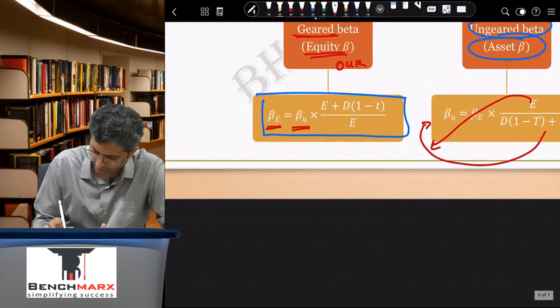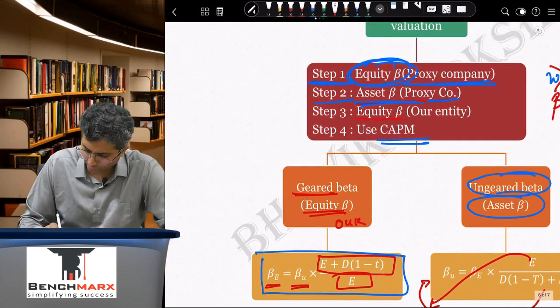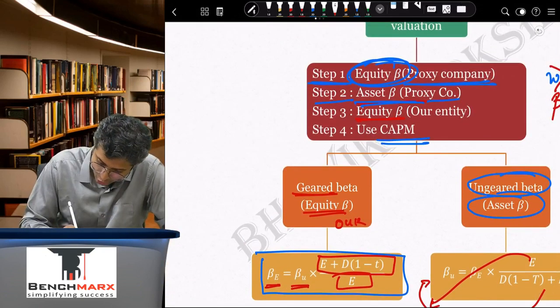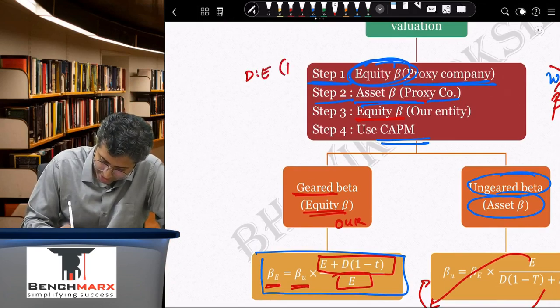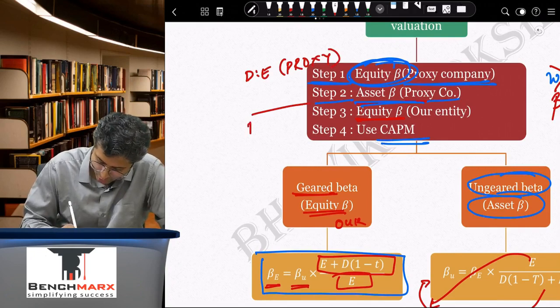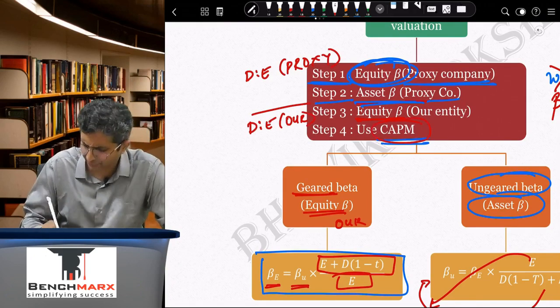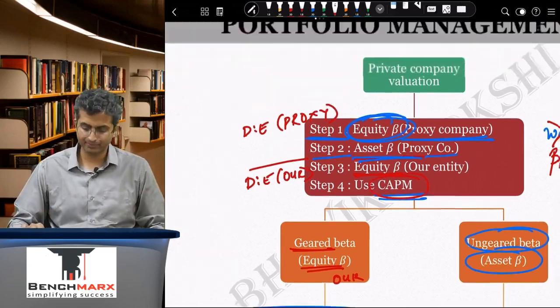Beta equity is the unlevered beta into, ये देखो आपको ये numerator में आ गया, and E comes in the denominator. And once you find that equity beta, over here you would look at the debt to equity of the proxy company, whereas from step 3 you will look at the debt to equity of our own company. And once you find that, you can use it into the CAPM.